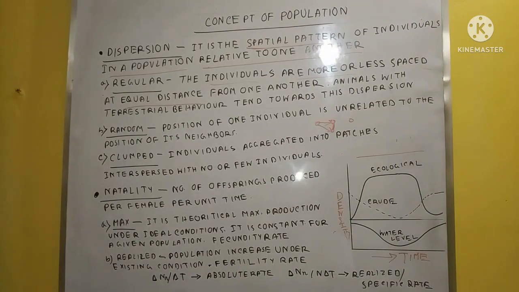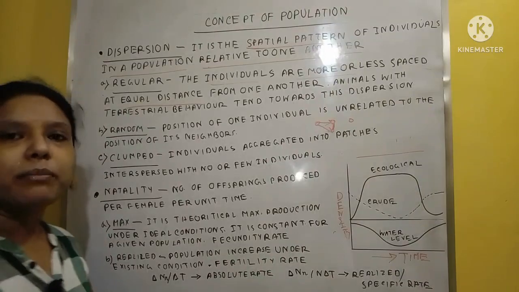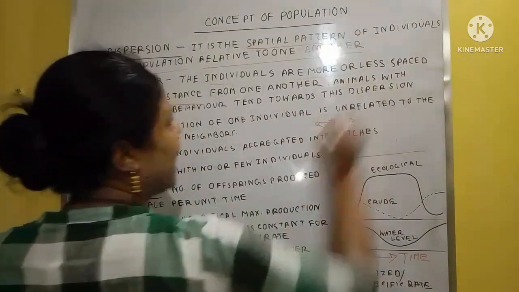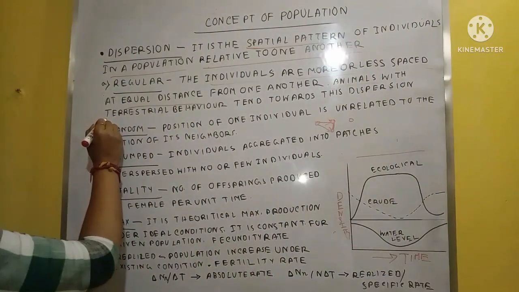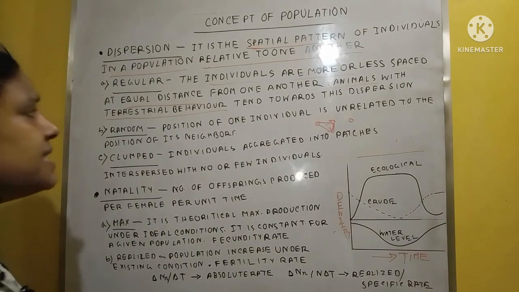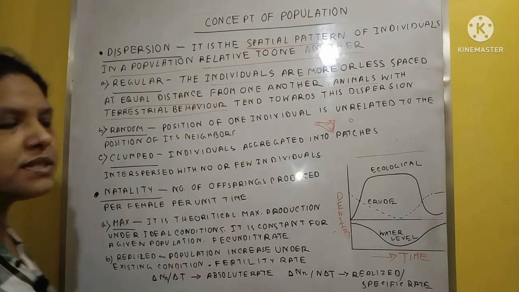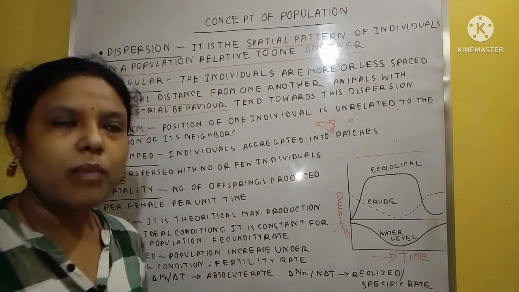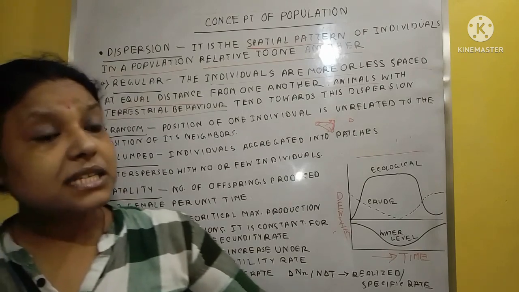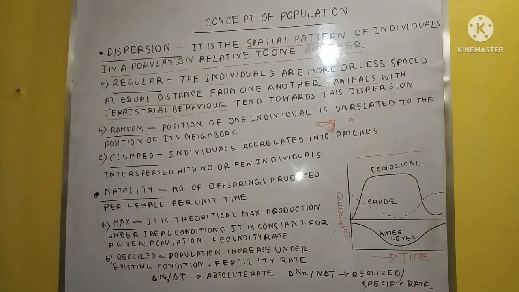This type of dispersion is not commonly seen. It is actually seen in animals with terrestrial behavior. So it is rare. Obviously it is not common. Why? Because it is not possible for all the individuals to remain at the same distance. So it is rare. The second one is random.